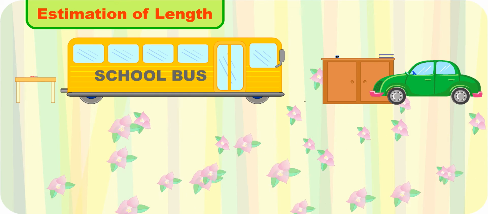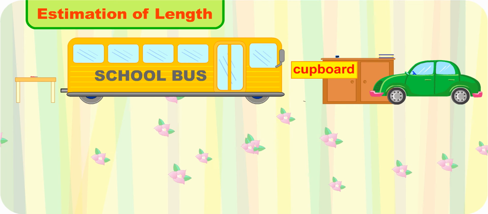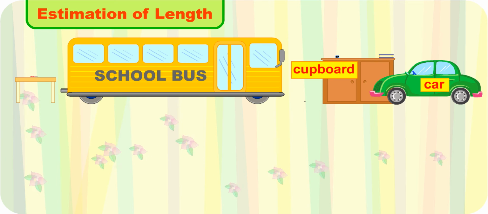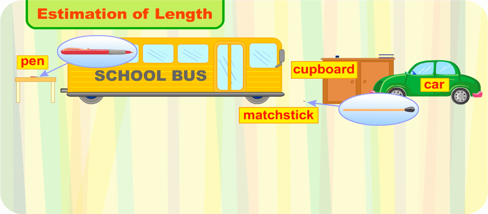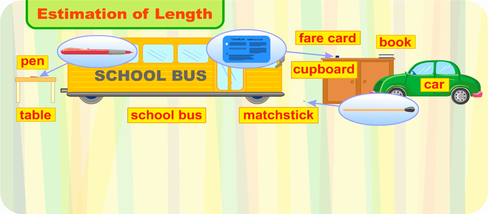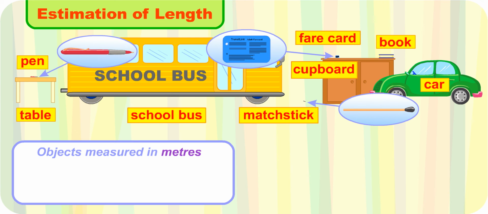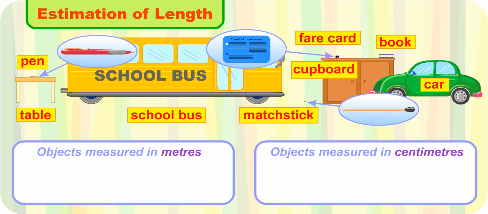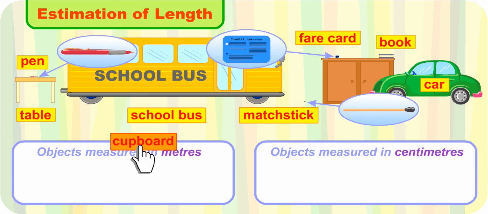Let's look at the objects. There is a cupboard, a car, a matchstick, a pen, a school bus, a book, a table, and a fair card. I know that some of these objects should be measured in centimeters and others in meters. I think I will start by grouping them according to the unit that we will measure them in, so there should be 2 headings. Objects measured in meters, objects measured in centimeters. I will group the cupboard under objects measured in meters. Can you help me group the rest of the objects?